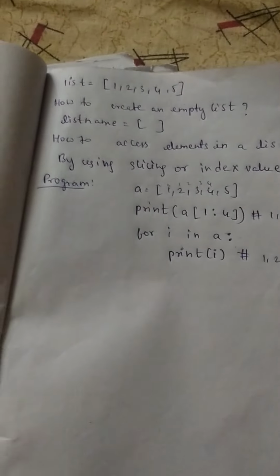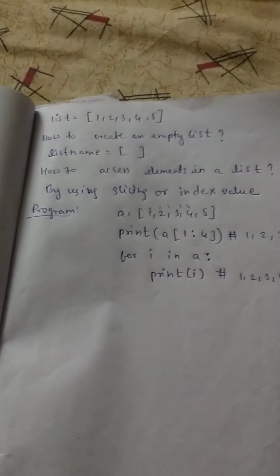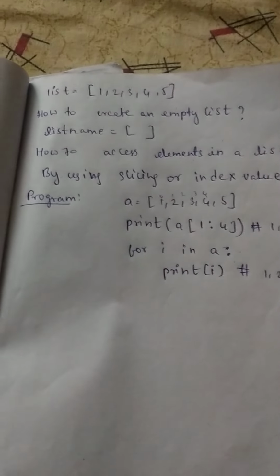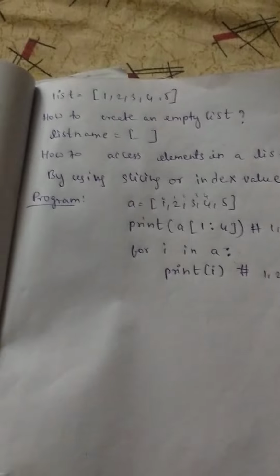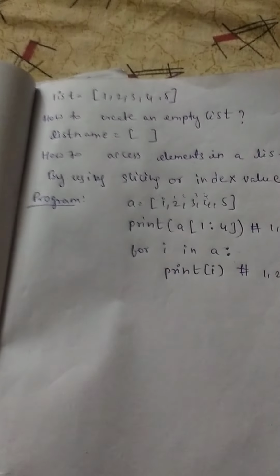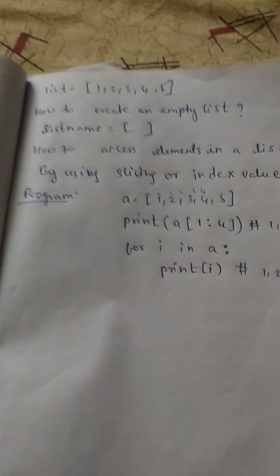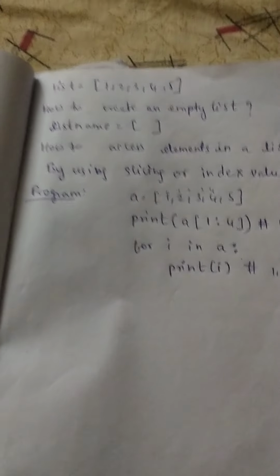The syntax to create a list is list name is equal to open square brackets, the values, and close the square brackets. Now let us take an example. I have written list is equal to open square bracket, the values are 1, 2, 3, 4, 5 and closing square bracket. This is a list. Now I am going to tell how to create an empty list. To create an empty list, the syntax is list name is equal to empty square brackets.